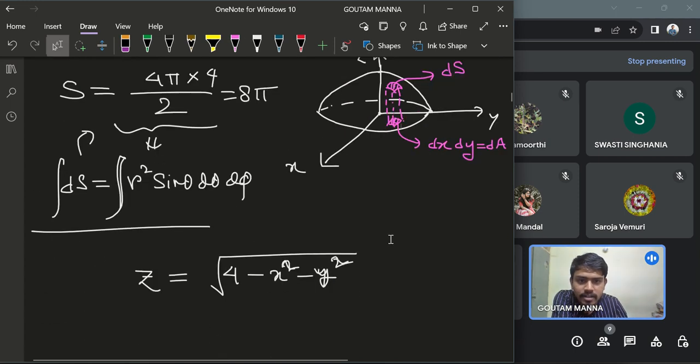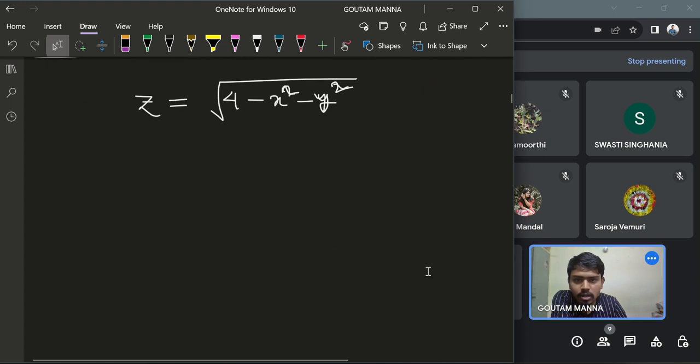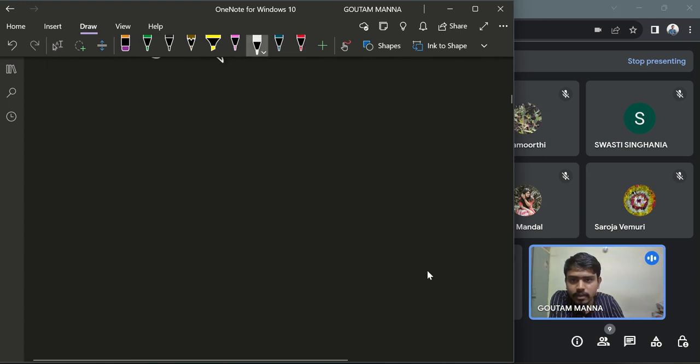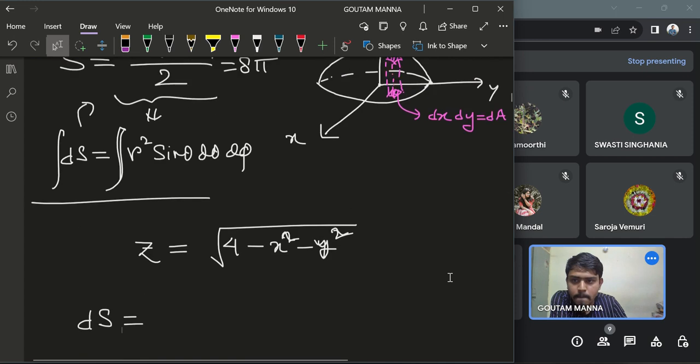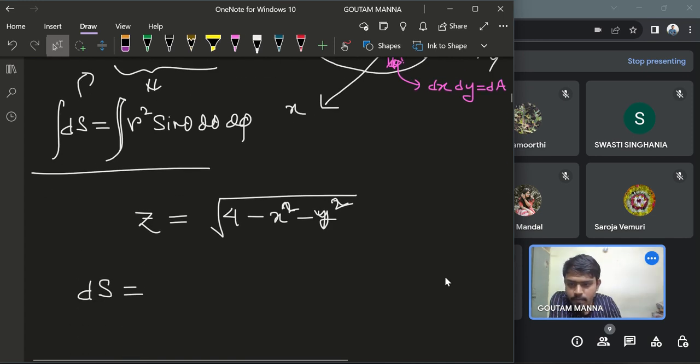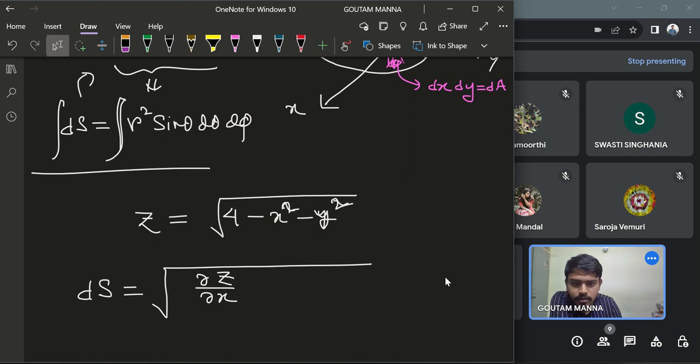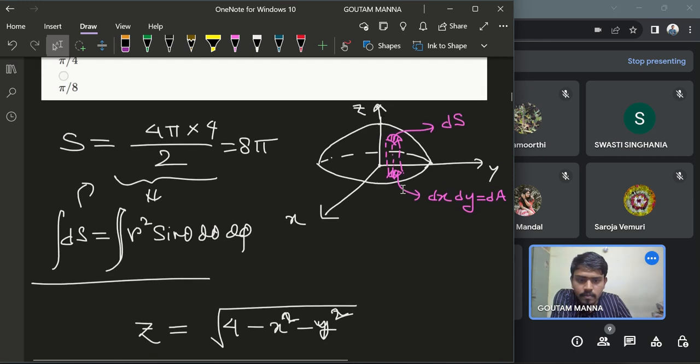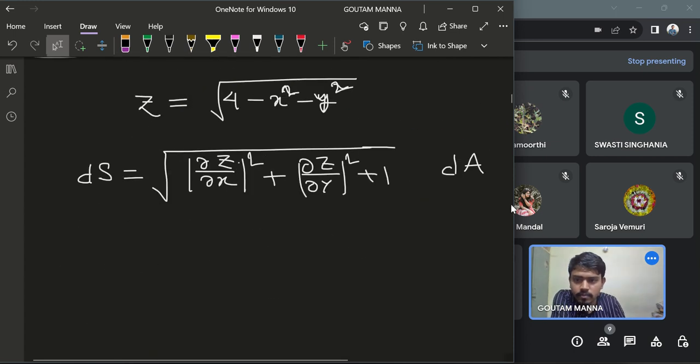So how are they connected? Obviously they are not equal. That is given by ds will be the square root of del z del x squared, plus del z del y squared, plus 1, times dA. The multiplication factor is this one.